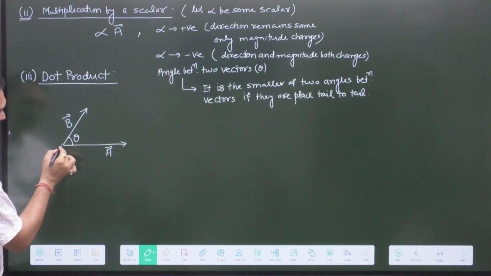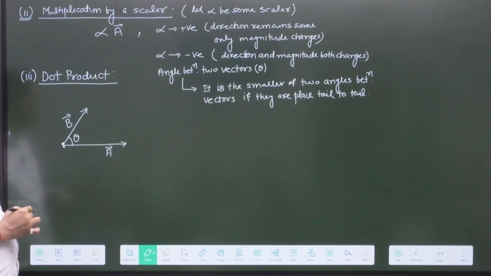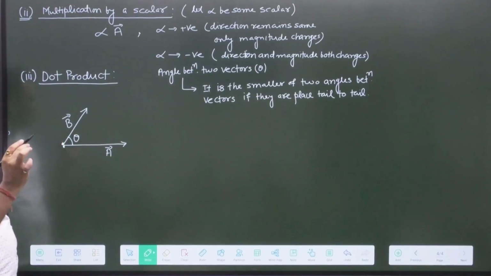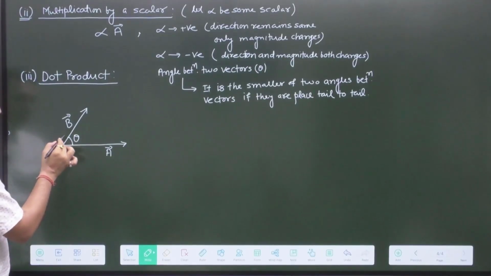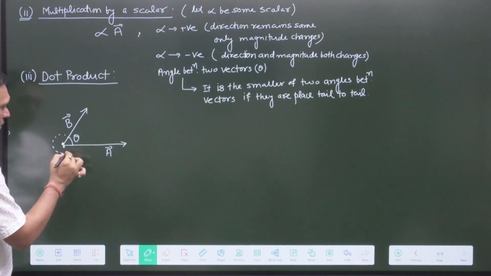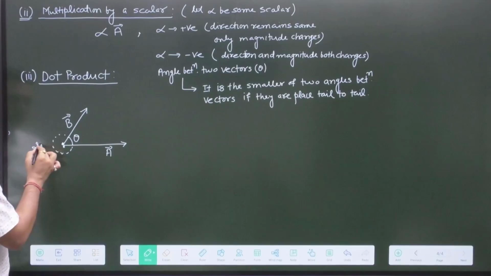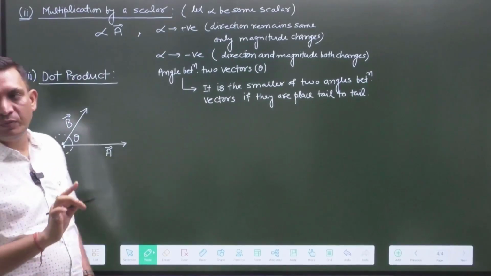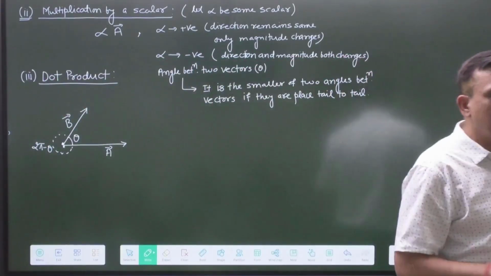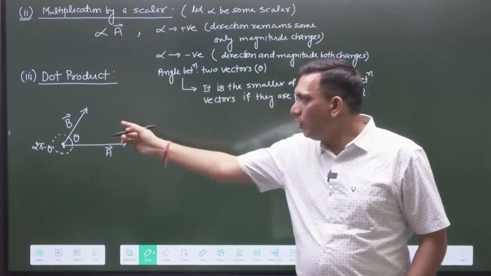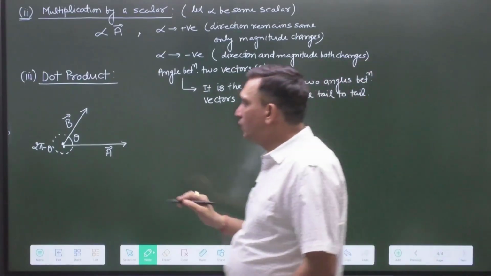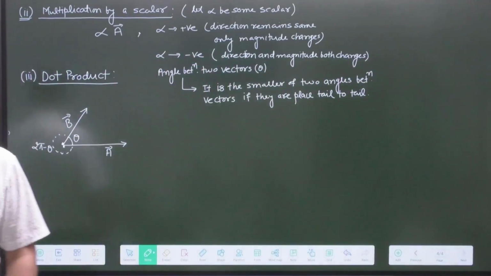So for example, here I have placed these vectors. This is tail of vector A and this is tail of vector B. So they are placed tail to tail. So there are two angles between these two vectors. One angle is this, another angle is 2 pi minus theta. So always see which one is the smaller. That is the angle between two vectors. Whenever I say angle between two vectors, by definition, it is the smaller of the two angles when they are placed tail to tail. So theta is the angle between two vectors.